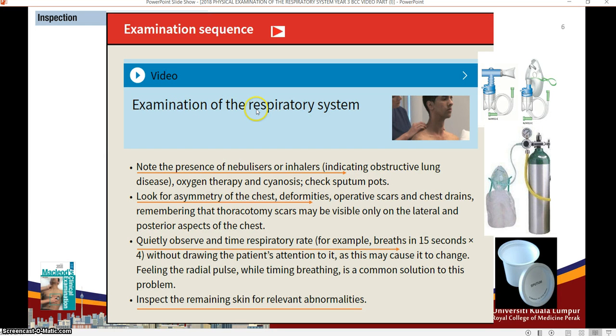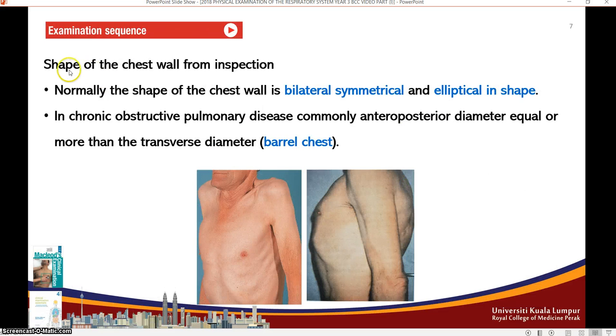Examination of the respiratory system. First, note the presence of nebulizers, inhalers, oxygen therapy, and sputum pots. Shape of the chest wall from inspection. Normally, the shape of the chest wall is bilaterally symmetrical.